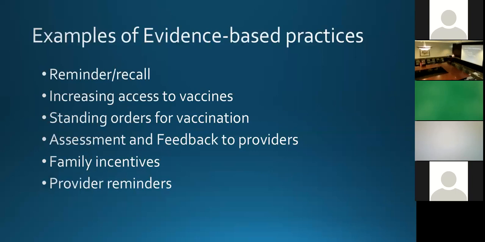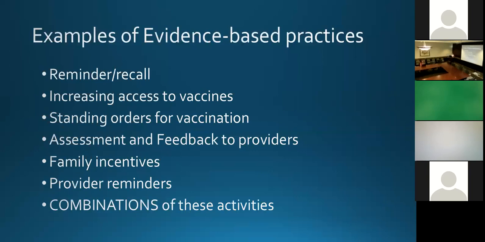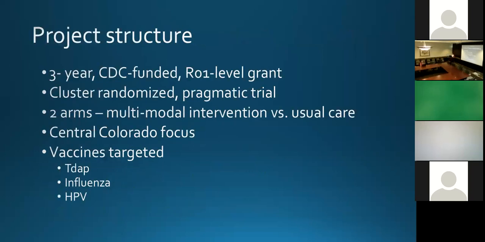And then provider reminders, such as an electronic medical record alert or written reports, things like that. And then finally, combinations of these activities are also particularly effective. So these are some of the things that we know from the pediatric world are really effective at improving vaccine delivery, and some of the things that were considered for being tested in the OBGYN setting.